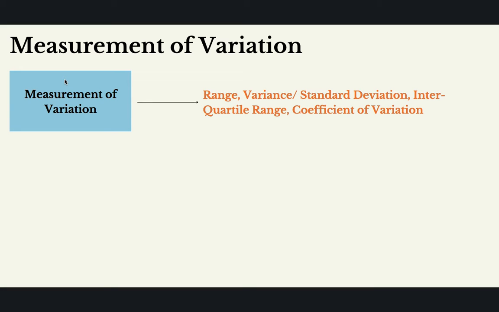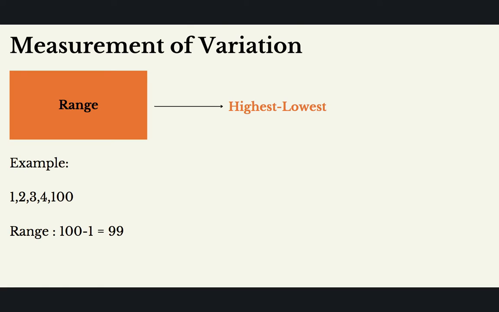Listen to this video explaining key concepts using measurement of variation and check your understanding. Here I want to explain four key concepts of measurement of variation, which are range, variance, standard deviation, interquartile range and coefficient of variation.